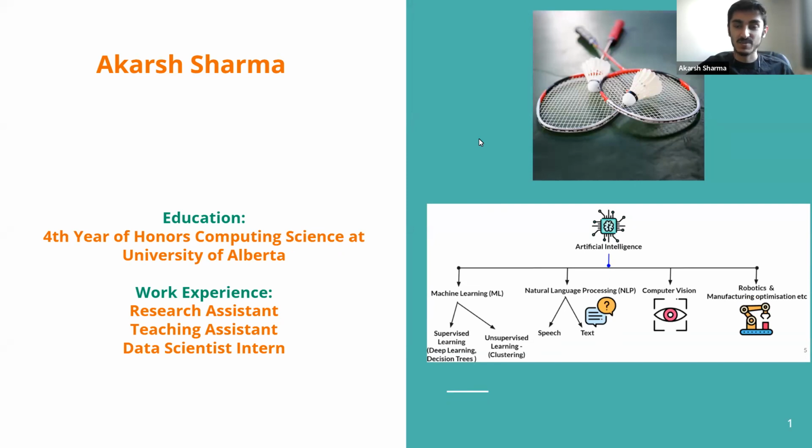My name is Akrash Sharma, and I am a fourth year honors computing science student at the University of Alberta. As for my past work experience, I've been a research assistant. I currently am at the Wishart Lab. I've been a teaching assistant for some computer science courses at UFA, and I've been a data science intern in my past summer.